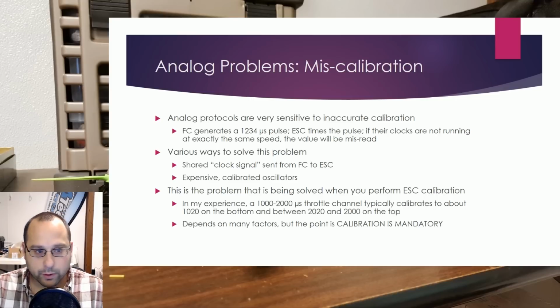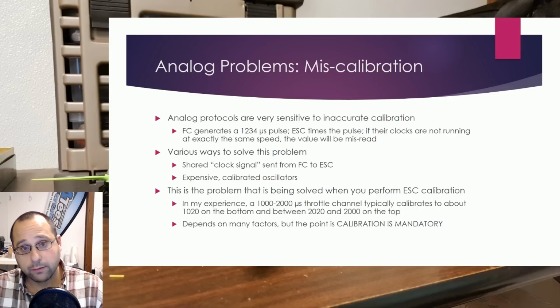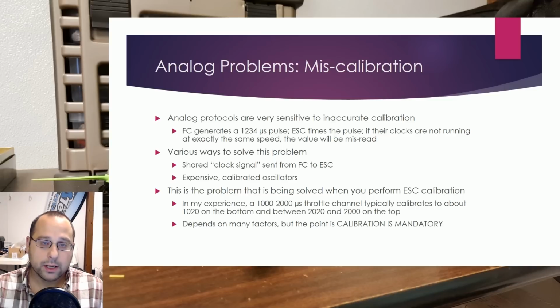For example, a flight controller could generate a 1, 2, 3, 4 microsecond pulse. The ESC times the pulse. How long is the pulse? Well, if their clocks are not running at exactly the same speed, the ESC will not read 1, 2, 3, 4 microseconds. And you can imagine that at the microsecond level, it's very easy for their clocks or their oscillators to be running at slightly different speeds.